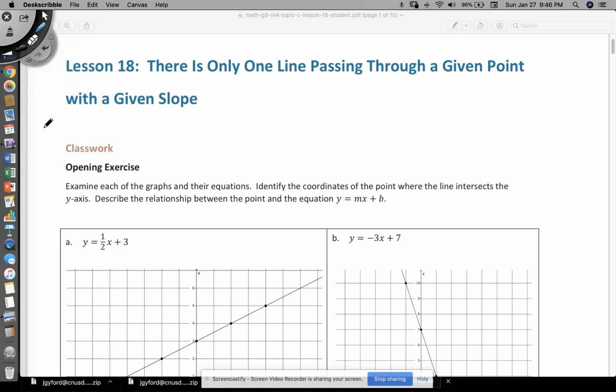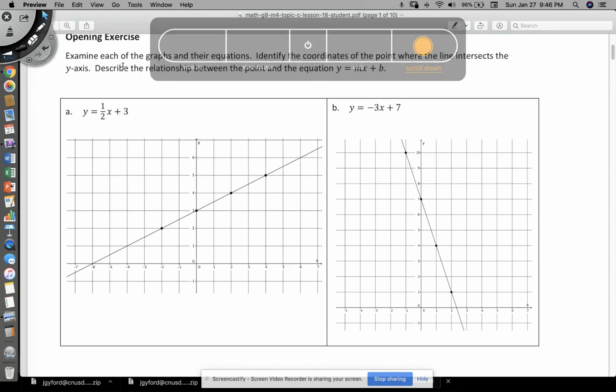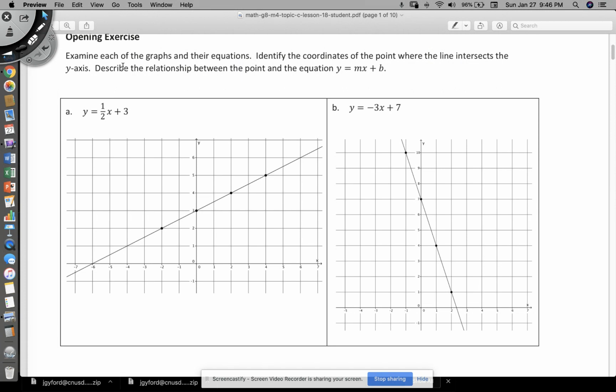All right, this is 8th grade, Module 4, Lesson 18. There is only one line passing through a given point with a given slope. We're going to look at these exercises below. Examine each of the graphs and their equations. Identify the coordinates of the point where the line intersects the y-axis. Describe the relationship between the point and the equation y = mx + b.